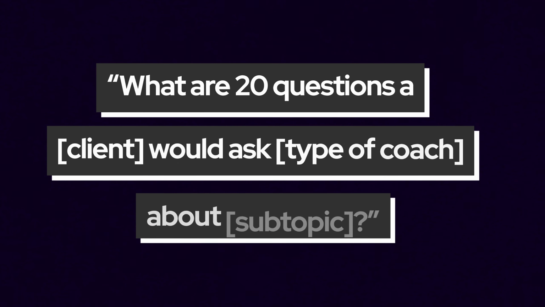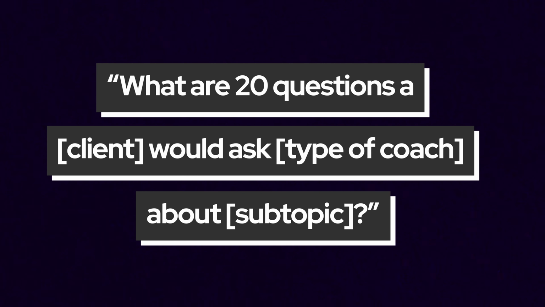After that, repeat this exercise for your branches. So either list those out yourself or ask your AI again. What are 20 questions a [client] would ask [type of coach] about [subtopic]? Repeat this for every branch and get those questions listed out. Your answers to those questions matter because they help your AI frame everything related to your topic and subtopics.